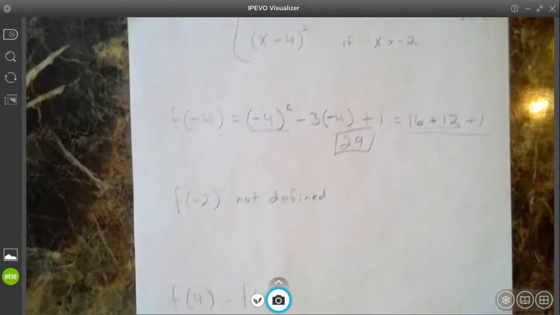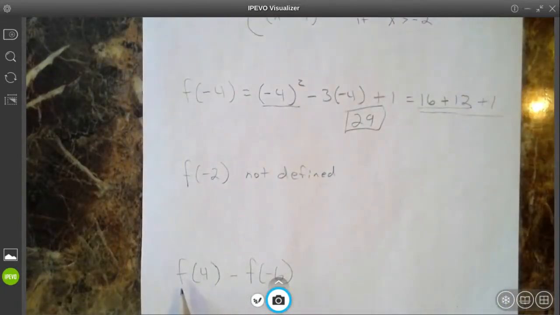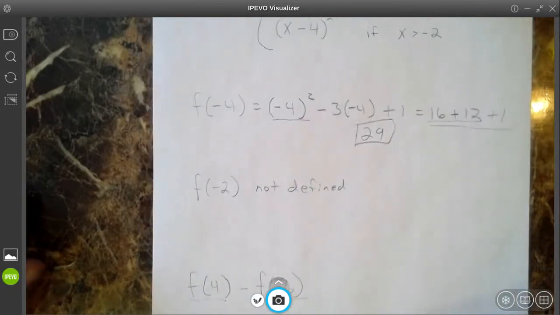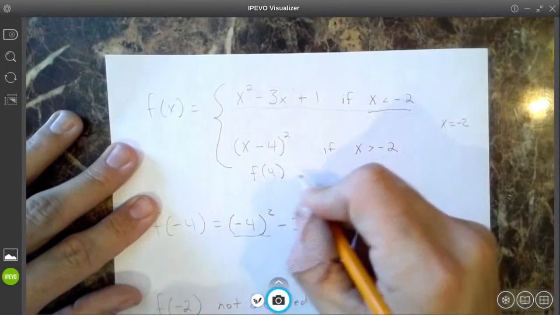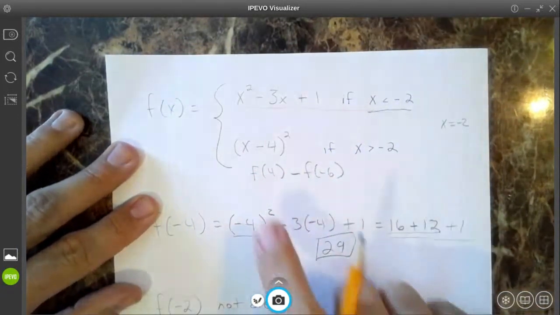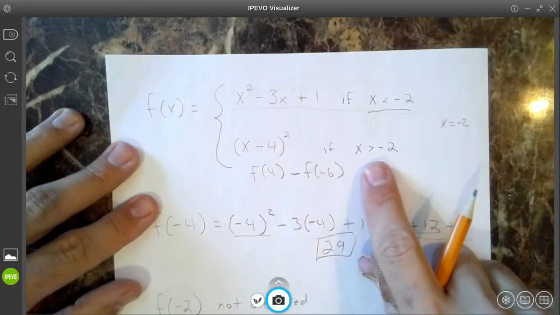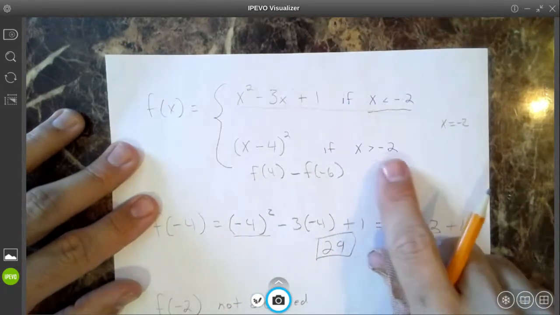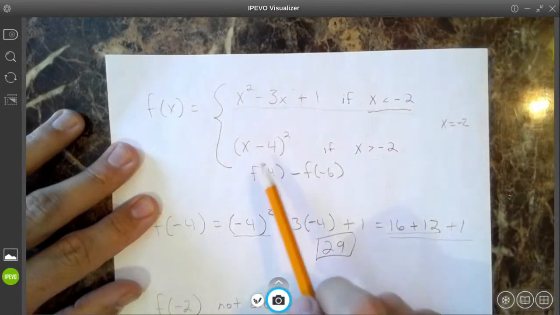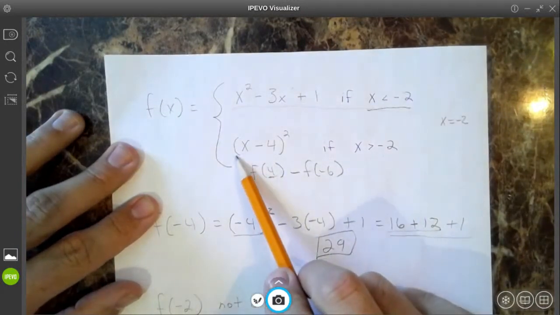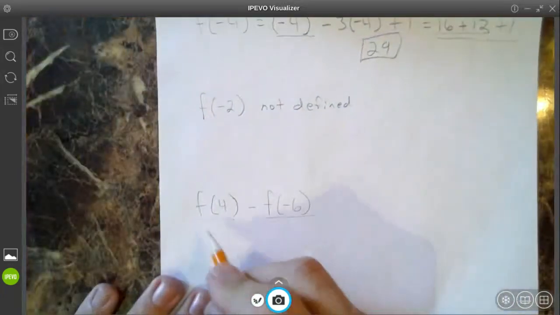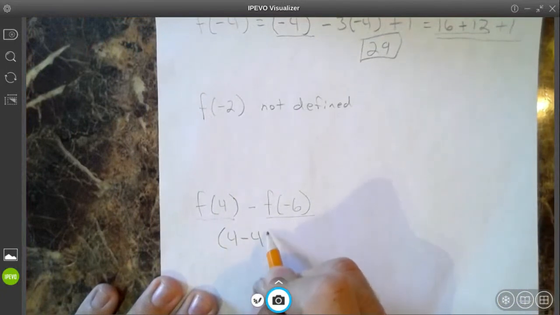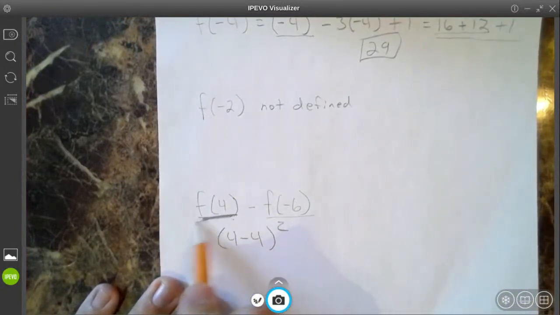Last one for real this time. We're going to do f of 4 minus f of negative 6. Let's see how I can do this here. f of 4 is going to fall into this category because 4 is greater than negative 2. So we're going to be plugging in 4 for x on this function. Hopefully you already see what's happening. That's going to be 4 minus 4 squared. That was just that part.